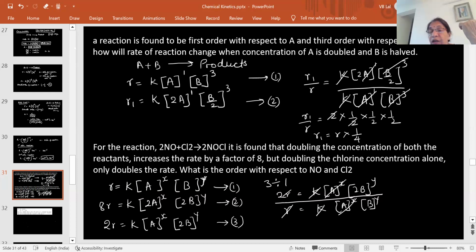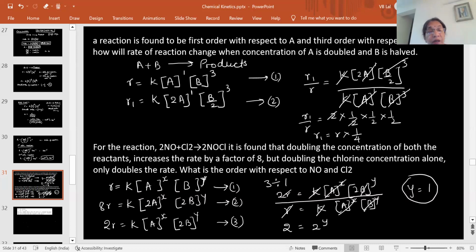A raised to X and A raised to X will get cancelled. And this is 2 raised to Y into B raised to Y. So I will cancel B. Right? So what will I be left with? 2 is equal to 2 raised to Y. If 2 is equal to 2 raised to Y, what is Y equal to? Y is equal to 1. So what is the order with respect to B? It is 1. Now I have to find with respect to A.